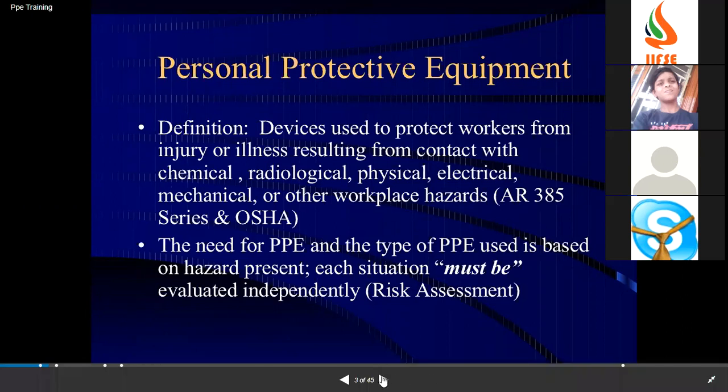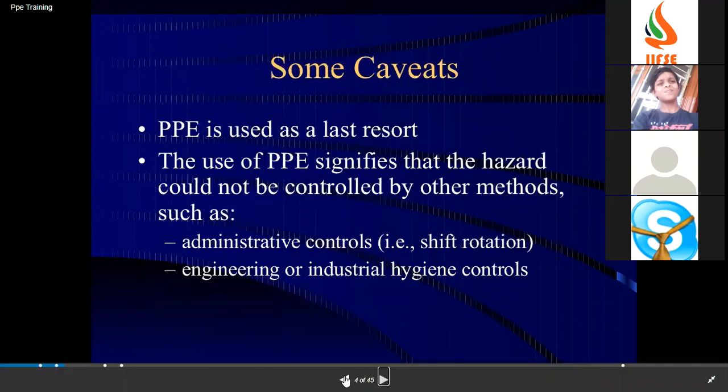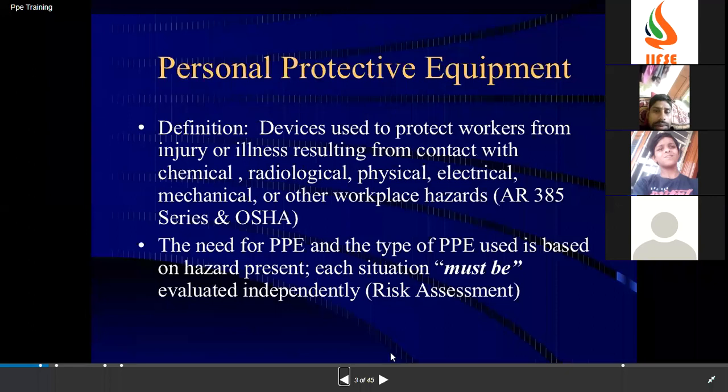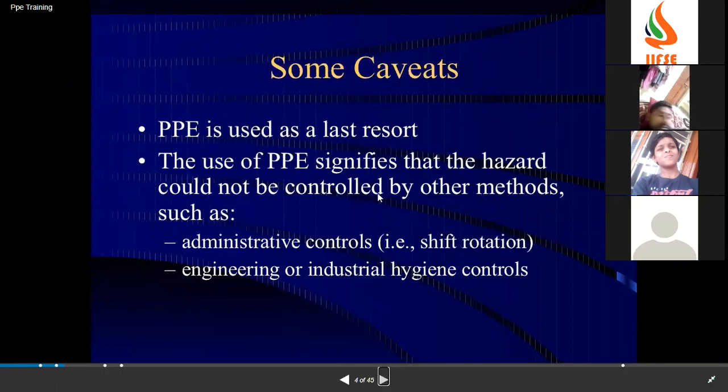Sir, can we download this, sir? AR 385 series. Yes, you can. You can search for it on the net. If you type OSHA series AR 385, you can get this PPT. Otherwise, you can find this PPT on SlideShare also. If you have a LinkedIn account, you can download it from SlideShare. So PPE is used as a last resort.